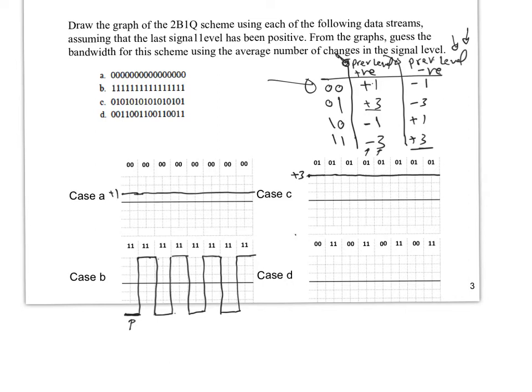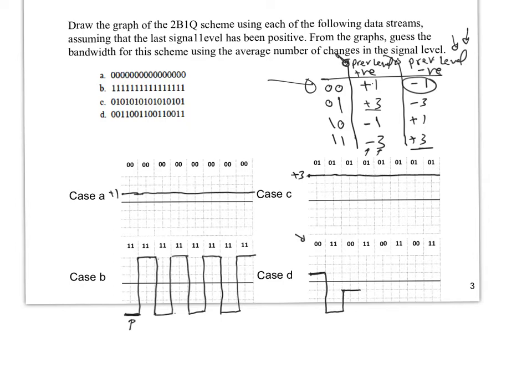For this case, we have 0, 0 and then 1, 1. For 0, 0, we have positive 1, so we'll be here. Since we are positive, we'll keep looking at the first column. 1, 1 becomes negative 3, so 1, 1 is a negative 3 here. Okay. Since we are negative, then we have to switch to the other column. For the other column, we have 0, 0, which becomes minus 1. Which is this one, right?